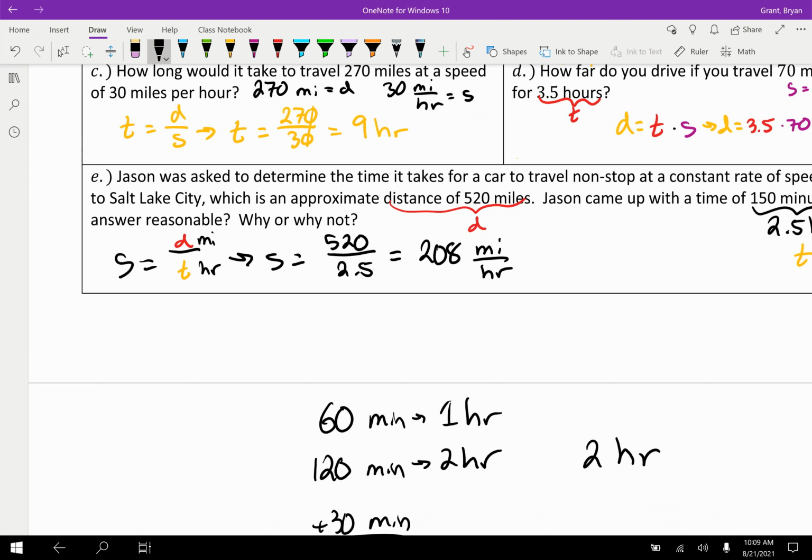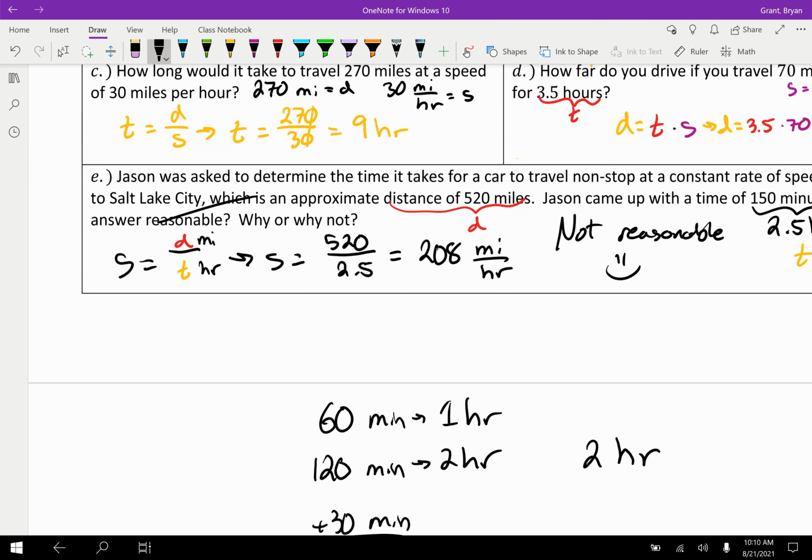By the way, the speed limit on most roads is somewhere between 70 and 75 if you're going from Reno to Salt Lake City. So that is almost triple the speed limit. I think that is probably not reasonable then, right? Not reasonable unless he is flying in some sort of jet car.